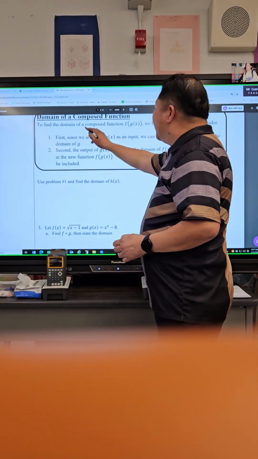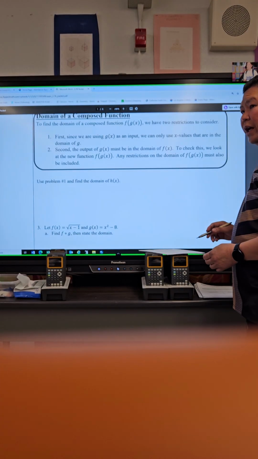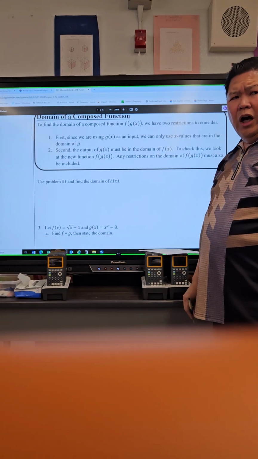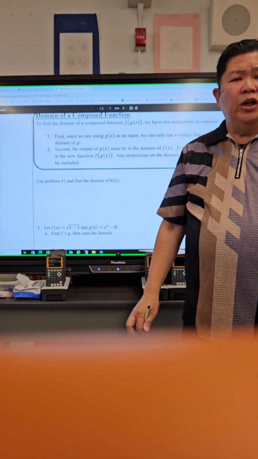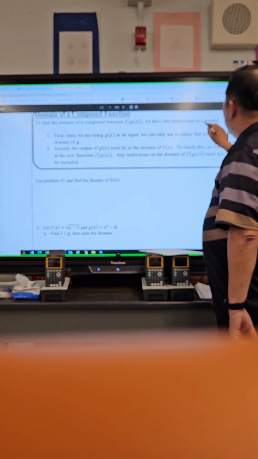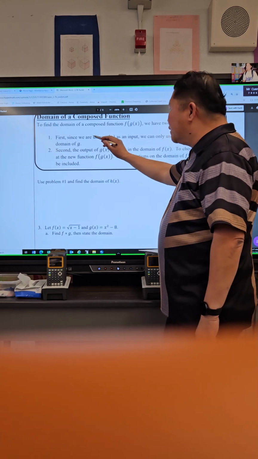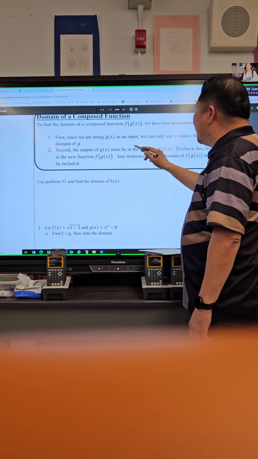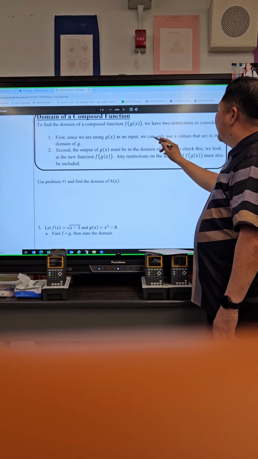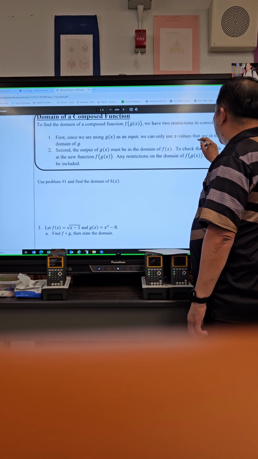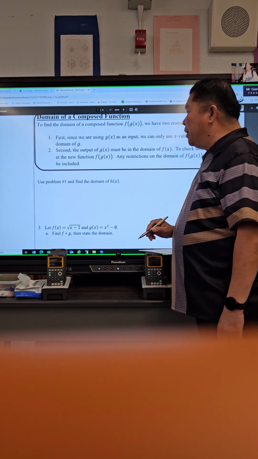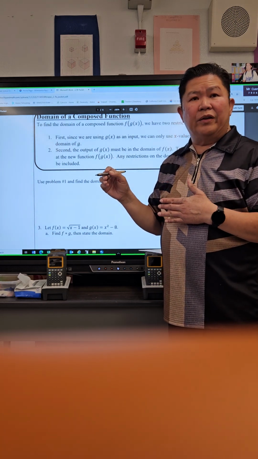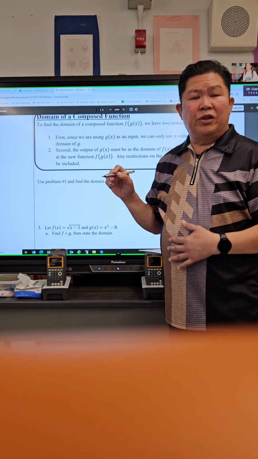So, to find the domain of a composed function f of g of x, we have 2 restrictions. How many restrictions do we have? 2. So this is the first restriction. First, since we are using g of x as an input, we can only use x values that are in the domain of g. X values in the domain of g.